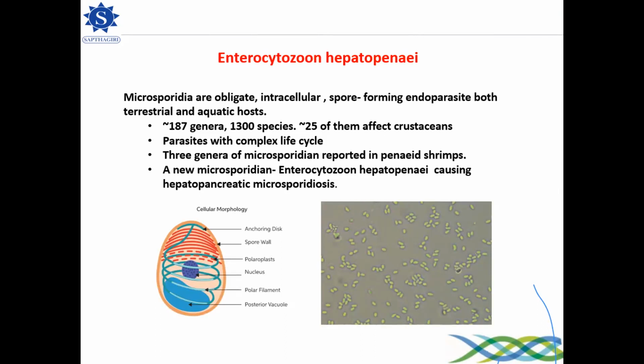Three genera of microsporidia are known to be reported in penaeid shrimp as infective. EHP is the emerging microsporidian parasite which infects penaeid shrimp. As the name indicates, EHP infects the shrimp hepatopancreas. The spore is made up of a thick chitin wall, which helps the spore to survive in harsh environments, and the size of the spore is around 1 micron.